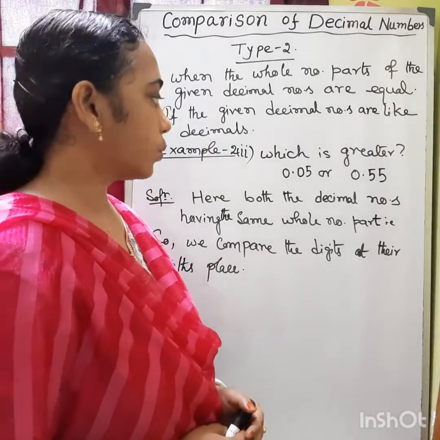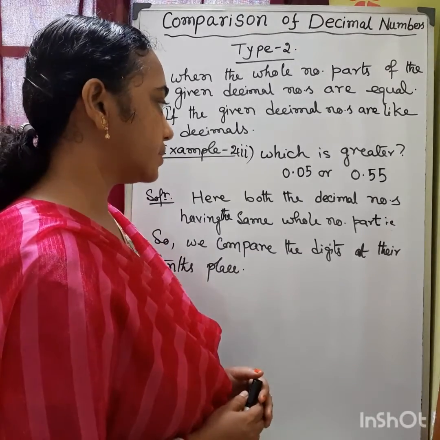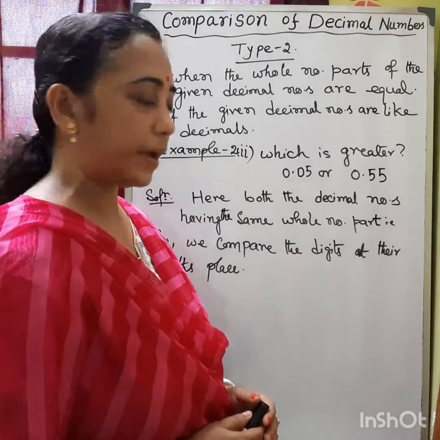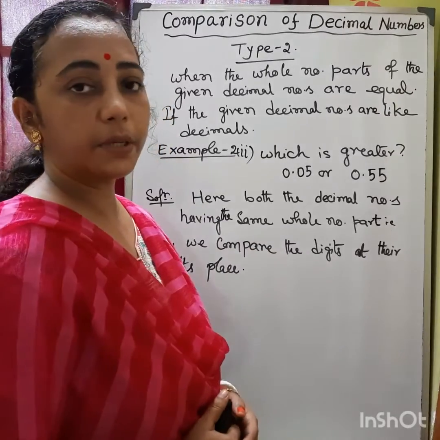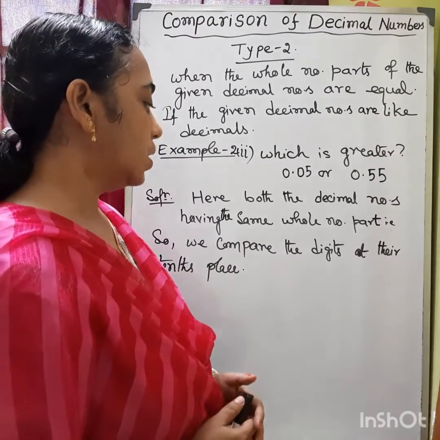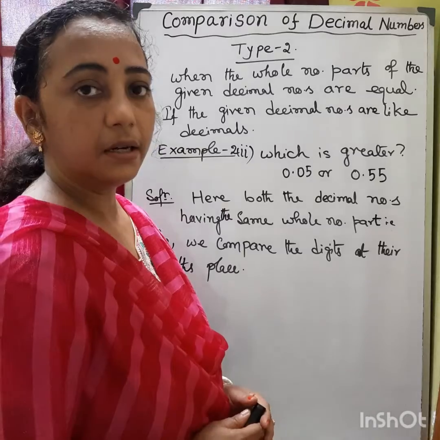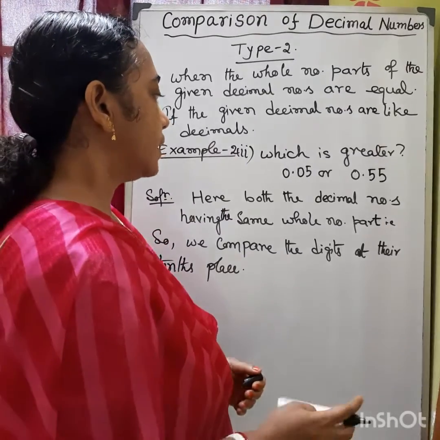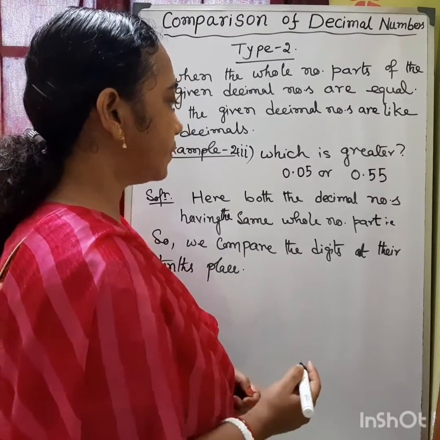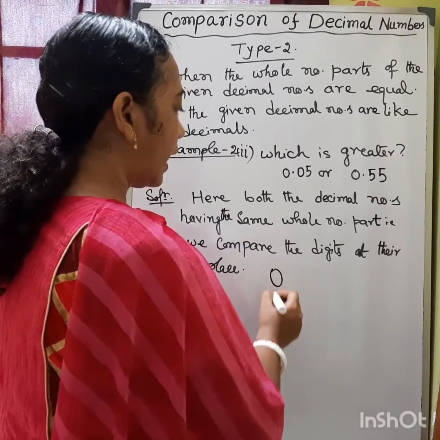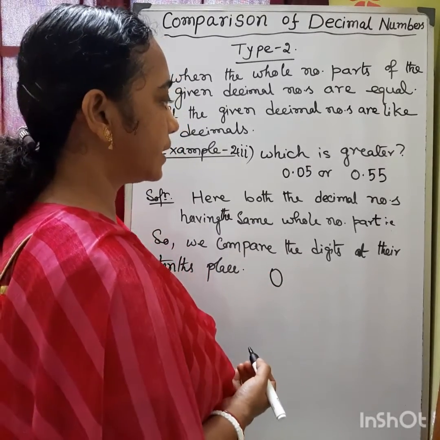Now let us do another question, which is greater, 0.05 or 0.55. Here both decimal numbers have the same whole number part. So we compare the digits at their tenths place. Here the digit at the tenths place of the first decimal number is 0 and in the second decimal number is 5.